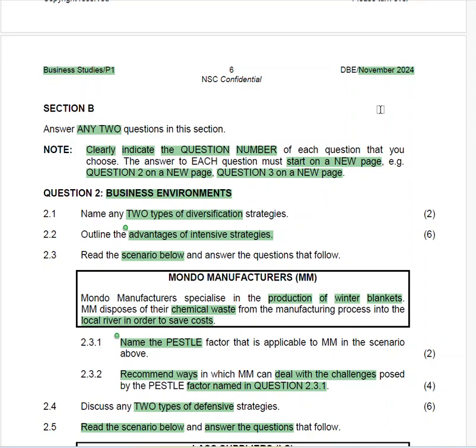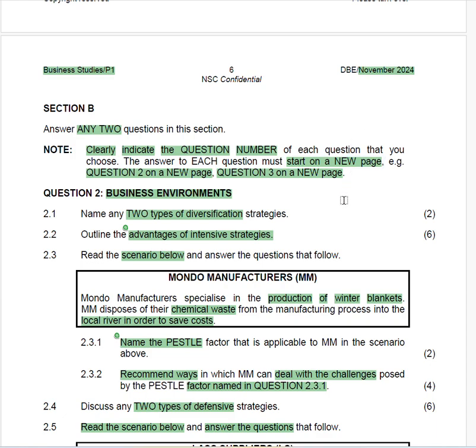It has been proven for a number of years that doing past papers is one of the most effective ways to do well in the exam as well as tests. It is for that reason that today I'm here to look at the Business Studies Paper 1 for November 2024 with you. Our main focus today will be on question number 2, and question number 2 focuses on business environment.